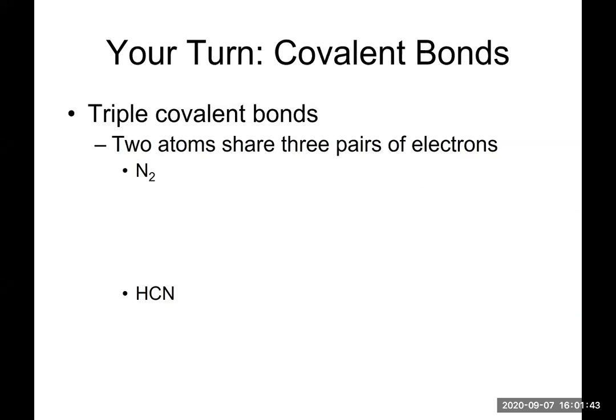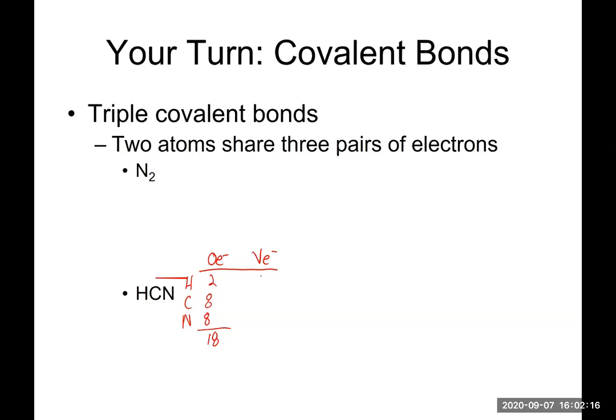The other type of bonding interaction we can have is a triple covalent bond. And so if we look at, for example, HCN, and again, we want the octet and we want the valence. So the octet for the hydrogen is 2. For the carbon is 8, and for the nitrogen is 8. It's a total of 18.